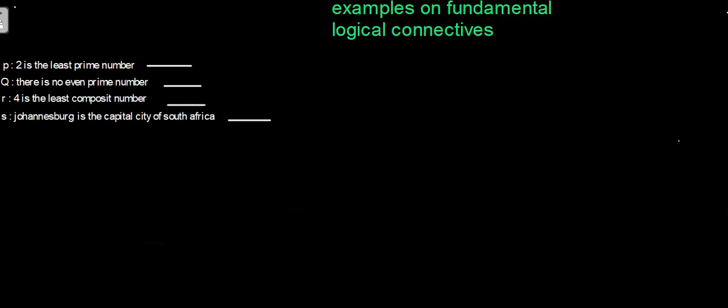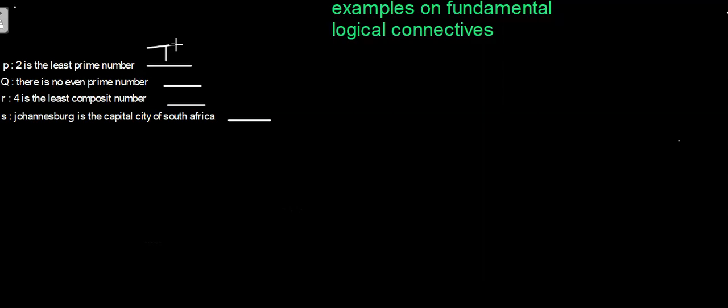Okay, so before we go through the examples, we just have to fill in these blank spaces, because that's going to help us do all those examples. So let's fill in the blanks. P says that 2 is the least prime number. As you guys know, 2 is the least prime number, so that is true. So we're going to say true.